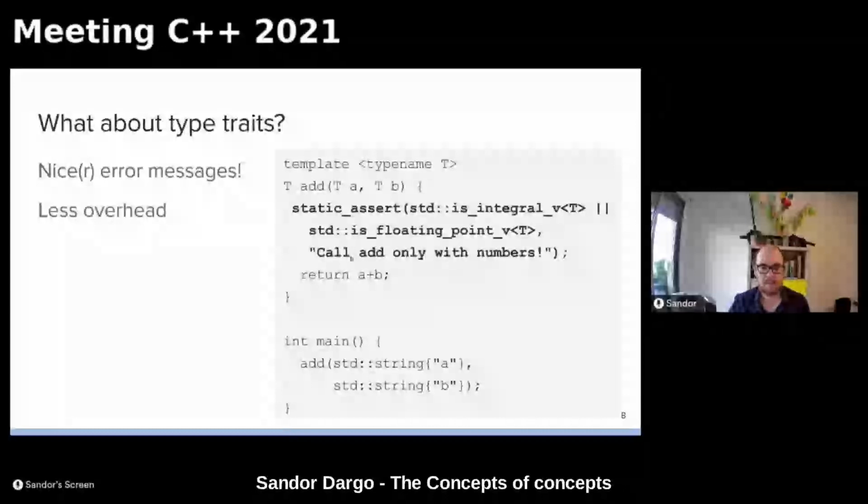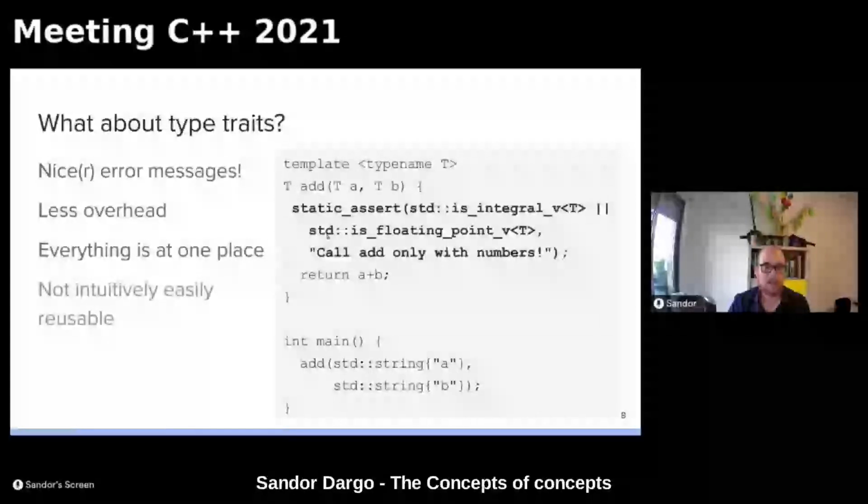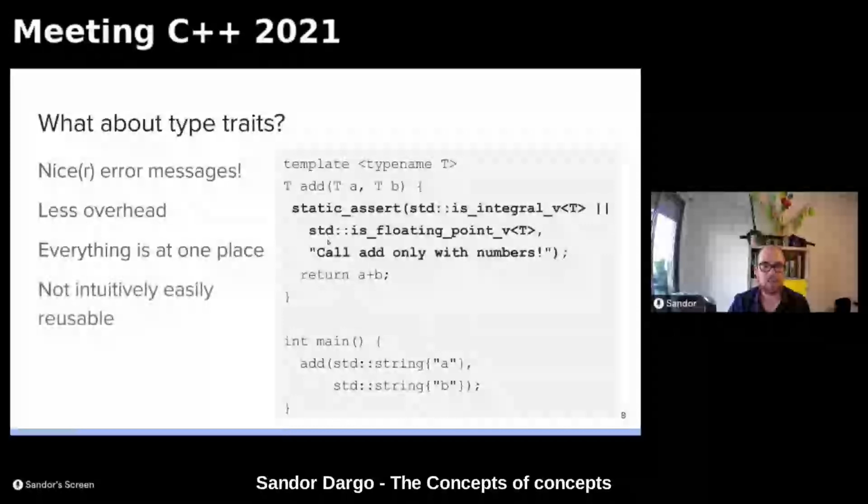But still, these requirements are hidden because they are still in the body of this template function. It's not at the top. Well, in this case, it's at the top of the implementation, but that might not be the case all the time. And it's not easy to reuse it in a meaningful way. So it's still not, let's say, the best solution here.